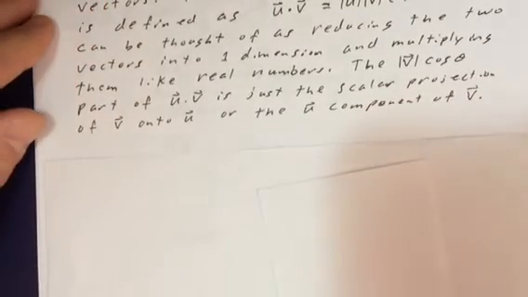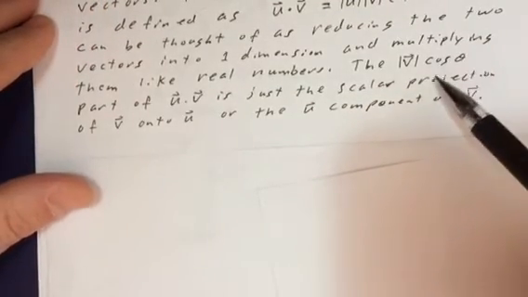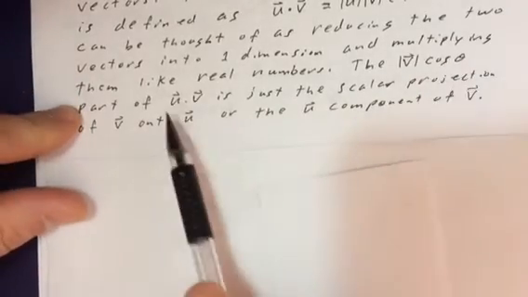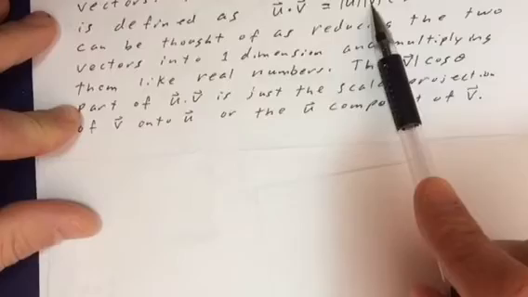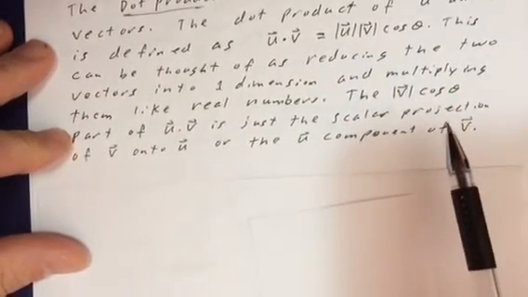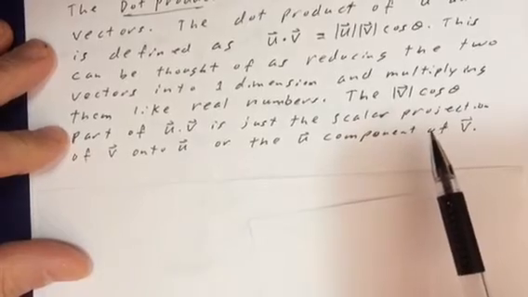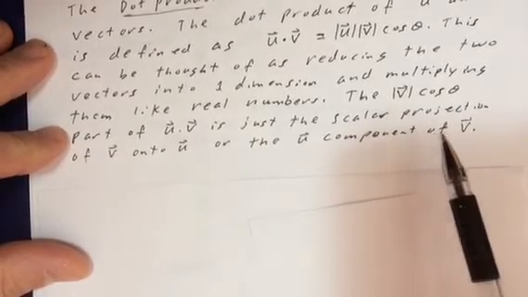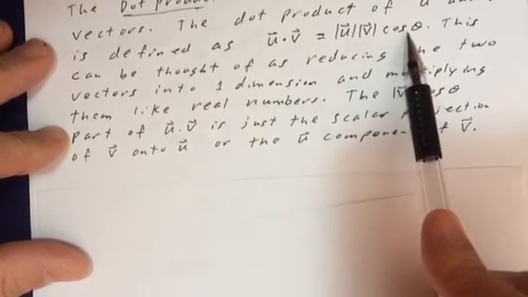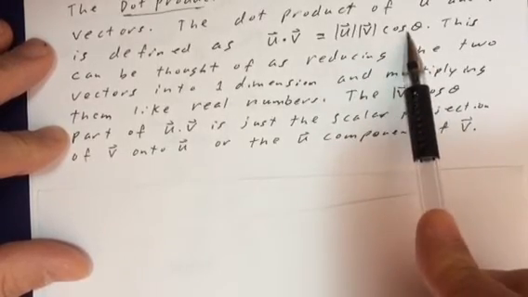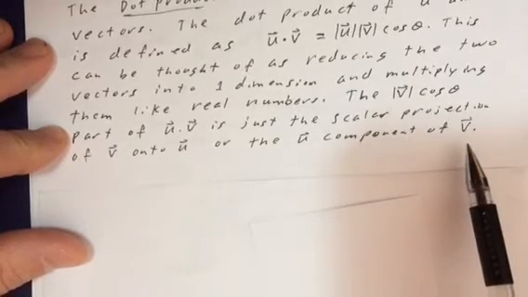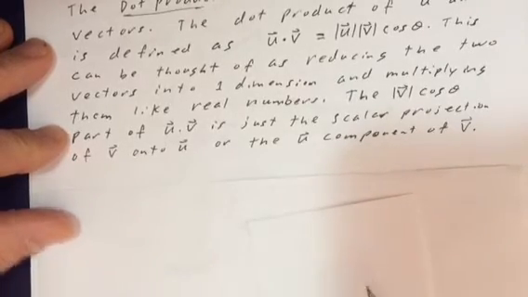So the magnitude of v cos theta, part of u dot v. Magnitude of v cos theta is just the scalar projection, as we've seen earlier, of v onto u. Or it's the u component of v, which is another way of looking at it.